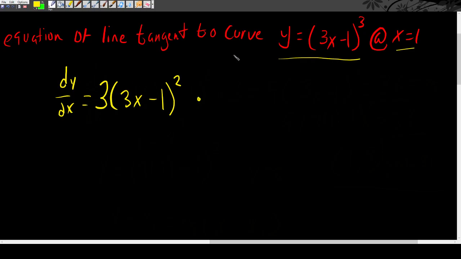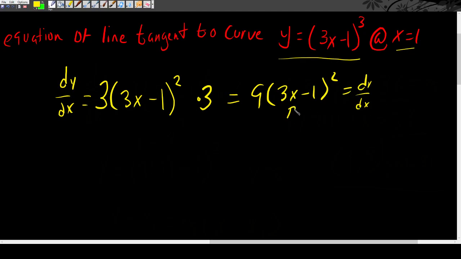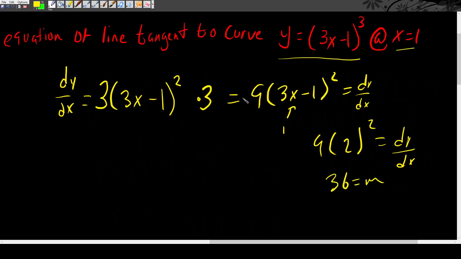And then, I just did power rule times the derivative of the inside, which is just 3. So 9 times (3x - 1) squared is equal to dy/dx. And then, since it's at x equals 1, I need to plug in 1 for x, which is 9 times (3 - 1), which is just 2, squared equals dy/dx. And this is just 9 times 4, which is 36. So 36 is your slope.